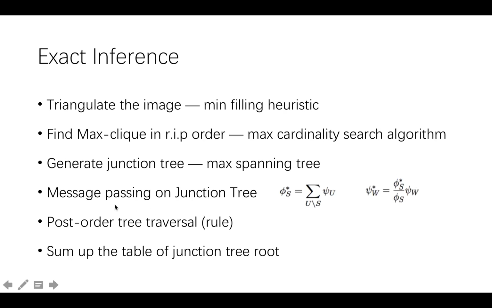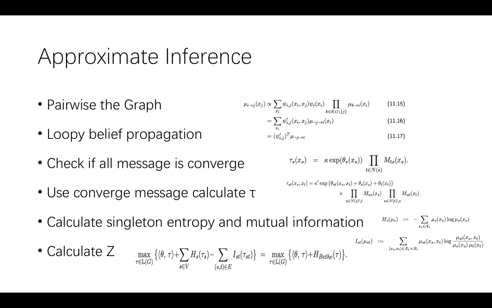Because when we do the message passing, it's like the post-order tree traversal, so we need to pass messages from the leaf nodes to the root node. After that, we will sum up the table of the root, then we will get the log Z. And next I will introduce my approximate inference.